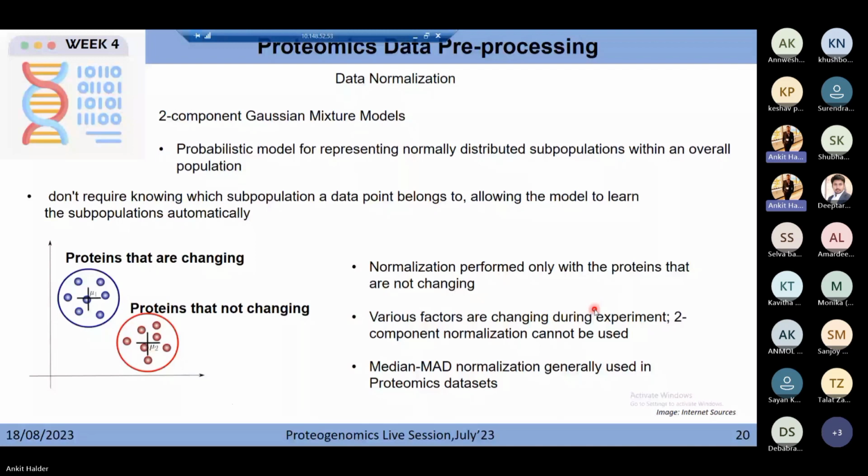So any question till here? Sir, could you just repeat the points that you said about median MAD normalization?